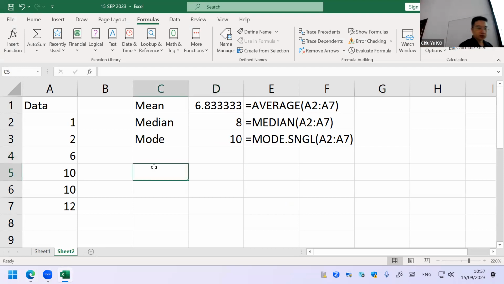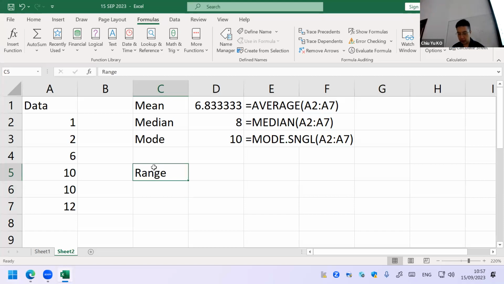Okay, so next is about range. Right, we finished the central tendency, now dispersion. Range is what? Unfortunately, there's no formula directly, so we have to calculate the maximum and minimum. Luckily Excel has the functions called MAX and MIN that we can use. Okay, so range.